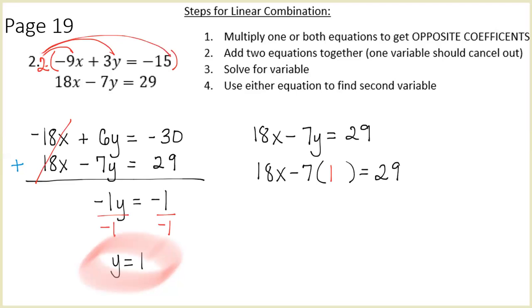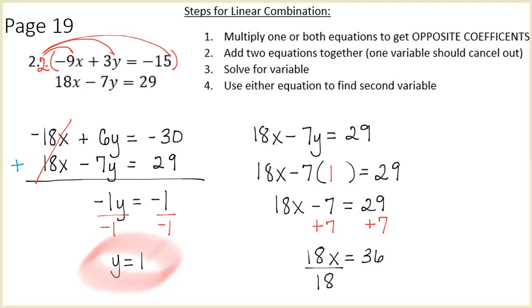So now 18x minus 7 equals 29. Now we're going to add the 7. 18x equals 36. Divide by 18. And we get x equals 2. So the solution is 2, 1.